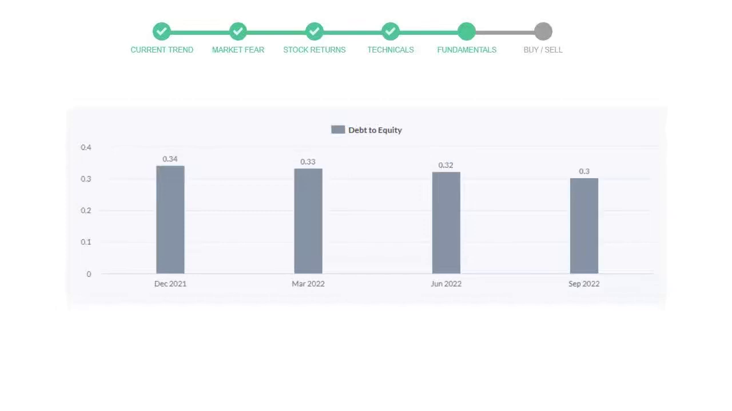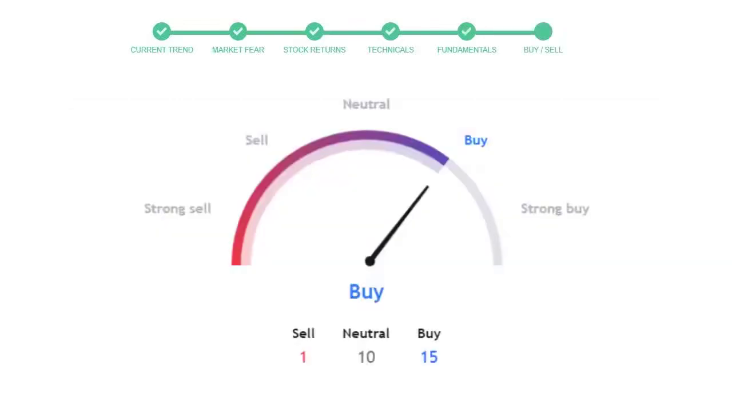Let's see debt numbers. Debt to equity number tells us how much the company is in debt. In the first quarter, it was 0.34. Then it decreased to 0.33. Then in third quarter, it again went down to 0.32. In the recent quarter, the debt score declined to 0.3. Generally, this ratio should not be over 2.0.